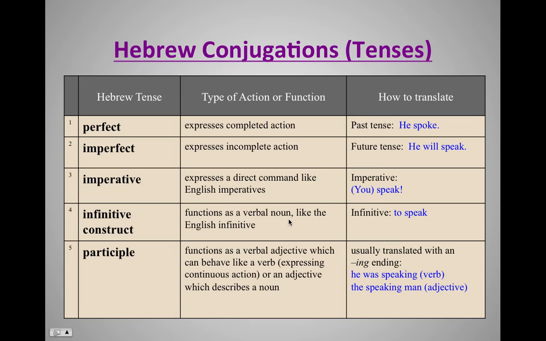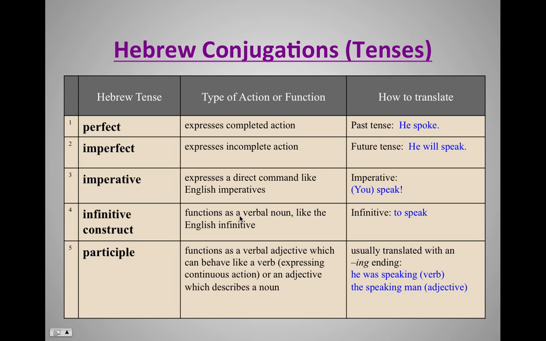But it functions as a verbal noun because it's not actually a verb in a sentence. It's not conveying an actual action in the sentence. It's more functioning like a noun. So I could say, to speak is one of my favorite activities. In that sentence, to speak is actually the subject of the sentence. There is no action associated with it; it's actually functioning as a noun in that sentence, even though it's a verb. So for that reason, the definition is that it functions as a verbal noun.